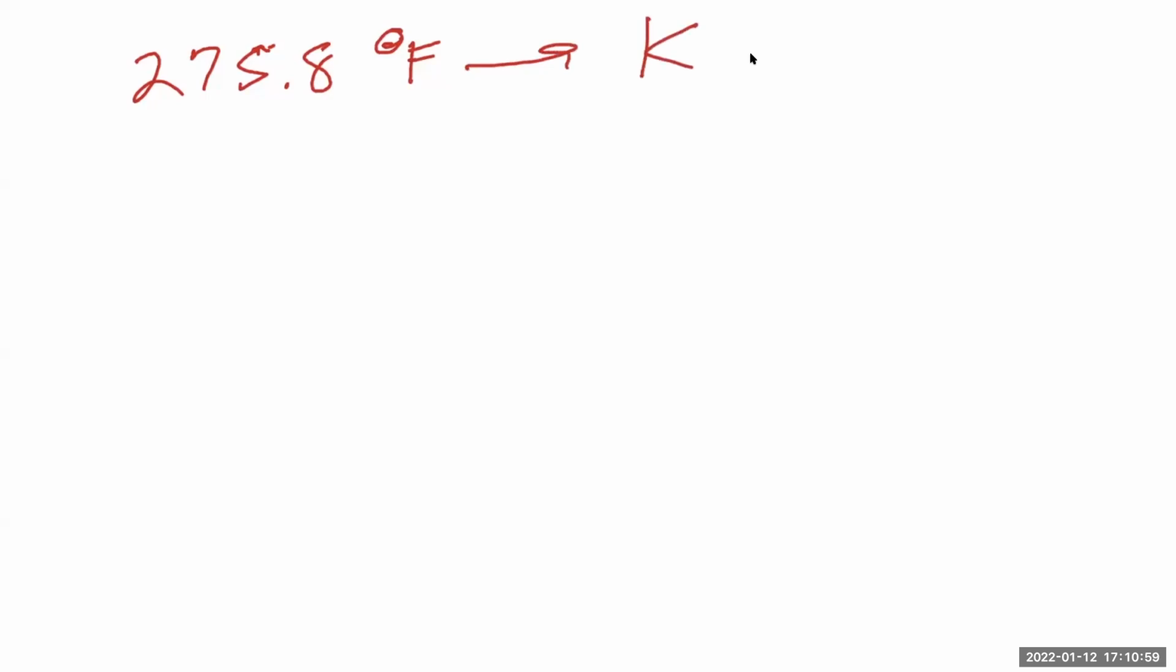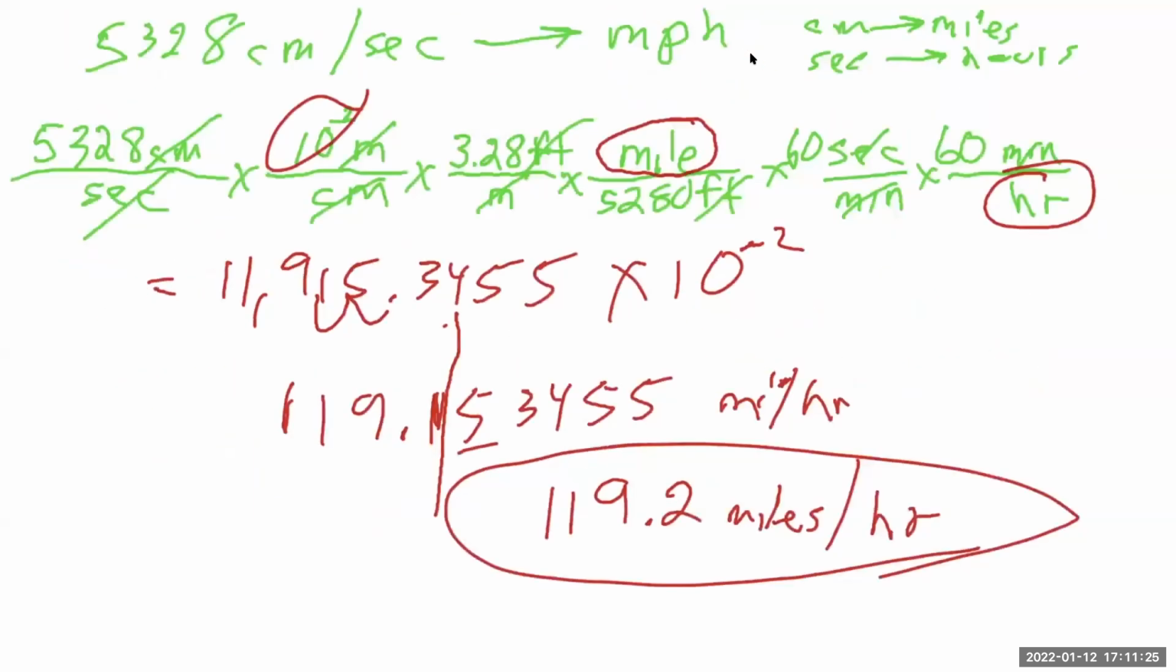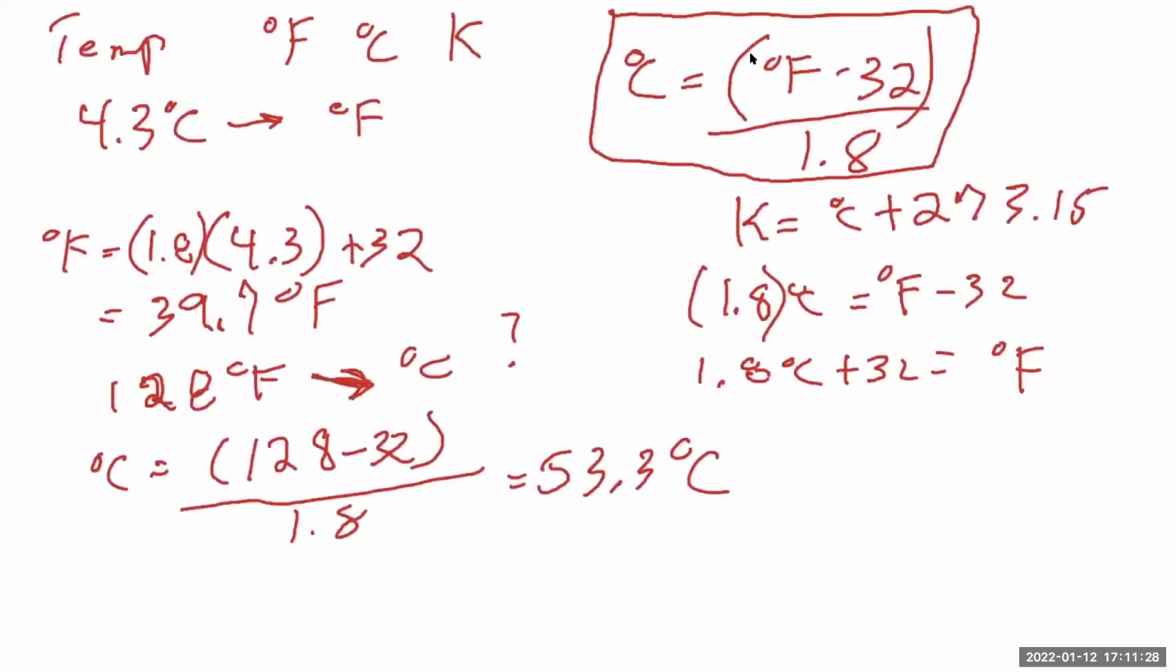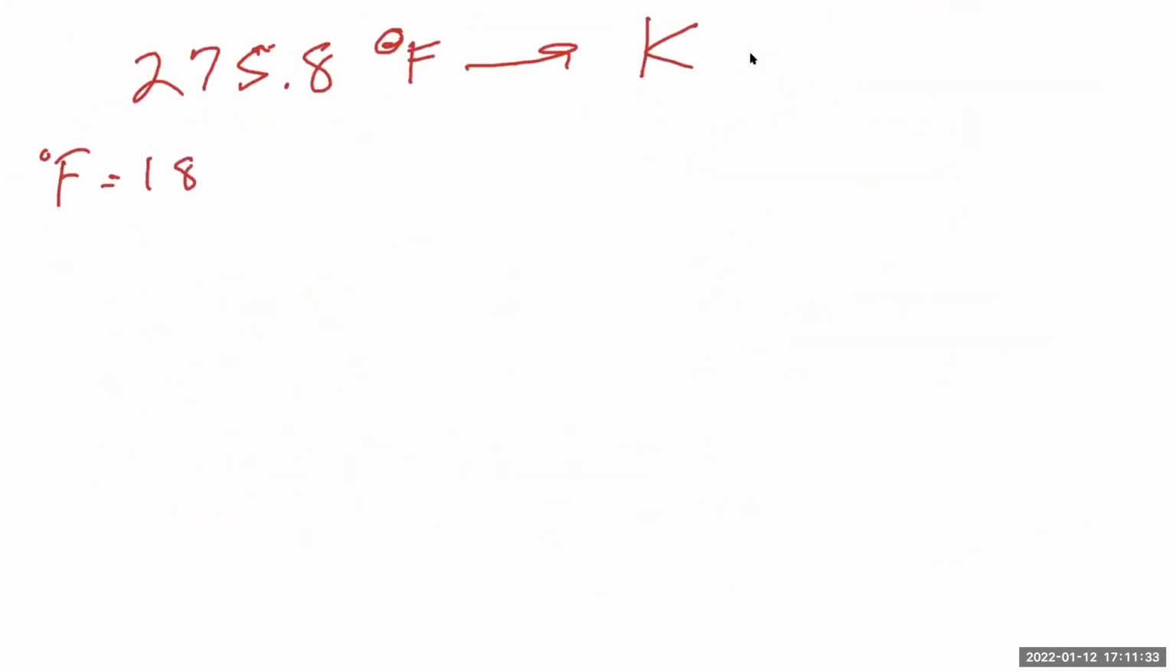You can't go directly from Fahrenheit to Kelvin. You can go from Fahrenheit to centigrade, then centigrade to Kelvin, because our formula was degrees Kelvin equals degrees centigrade plus 273.15. So we go from Fahrenheit to centigrade first. Fahrenheit is equal to 1.8 degrees centigrade plus 32.